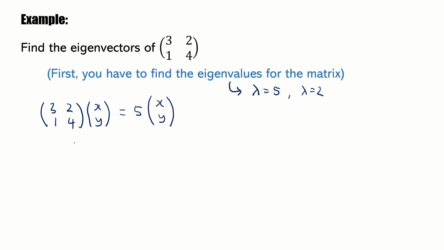So I'm going to multiply out the matrices on both sides, so on the left we'll end up with 3x plus 2y equals 5x. Interestingly, that simplifies to 2y equals 2x, meaning you end up with y equals x. Now, this bit of algebra we've just found is telling us the relationship between the x and y values in our eigenvector.